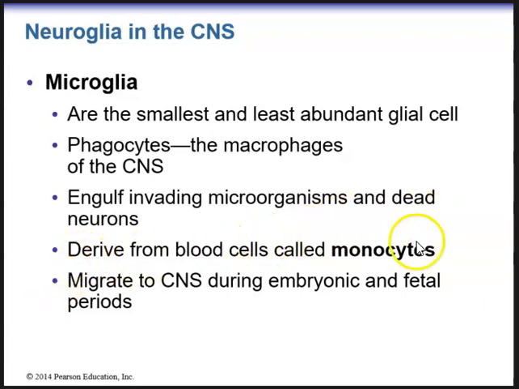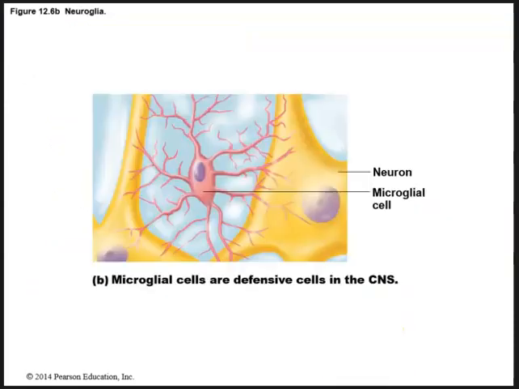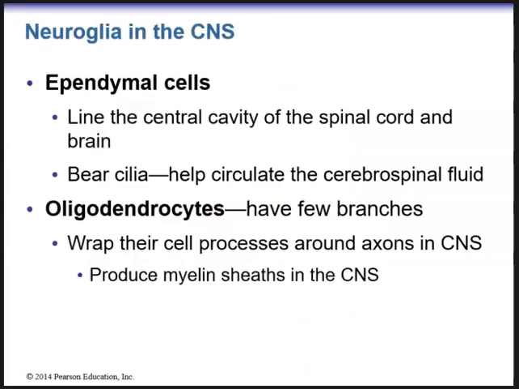And then these monocytes will migrate to the CNS during embryonic and fetal periods. Here we see a microglial cell, part of the CNS defenses, phagocytizing any invading foreign invaders. Ependymal cells line the central cavity of the spinal cord and brain. They bear cilia, which help with the circulation of the cerebrospinal fluid.